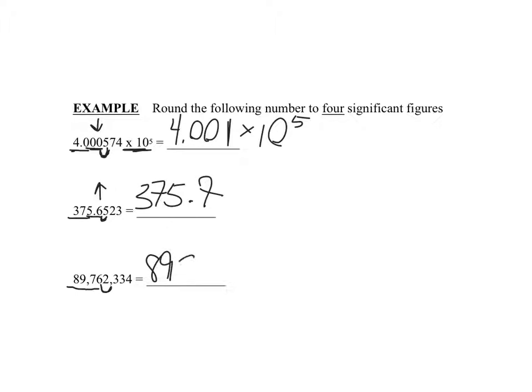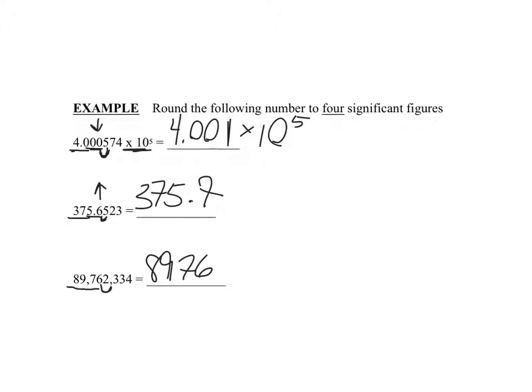8, 9, 7, 6. And here's where y'all tend to make a lot of mistakes. My number was originally 89,762,334. If I just leave my number like this, that number says 8,976. Those are not the same numbers. It's rounded to 4 significant figures. It definitely has 4 sig figs, but it's not the same number.